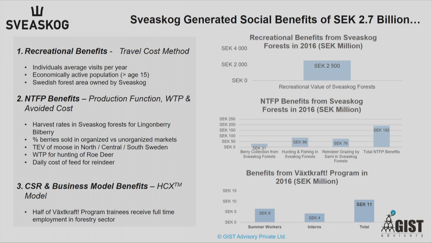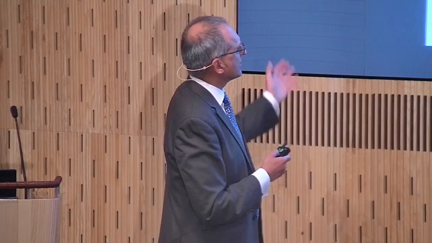Then we look at other things like the non-timber forest products. And here we are talking mainly about lingonberry and bilberry. Something like 9% of lingonberry and 6% of bilberry in Sveaskog's forests are actually harvested. We have the statistics calculated on the basis of actual measurements done. And they are sold 75% in unorganized markets, 25% in organized markets. So we have ideas of prices that prevail in these markets.